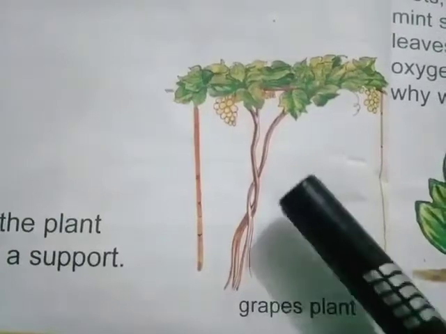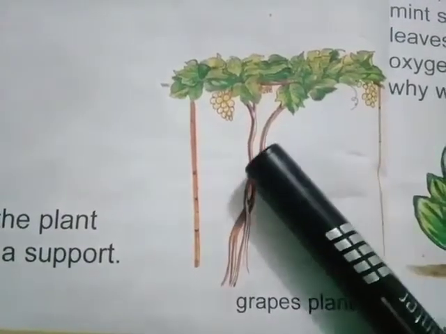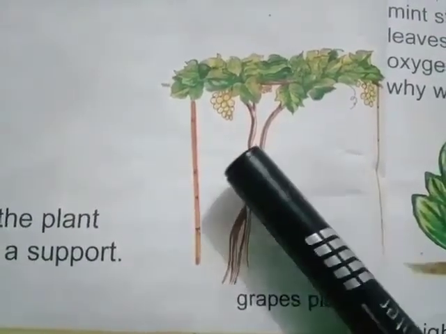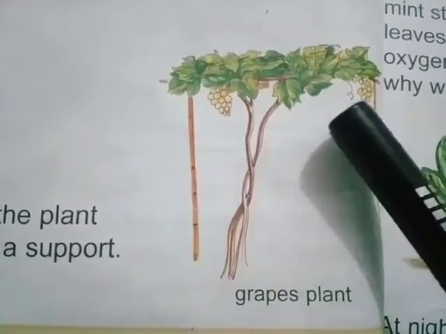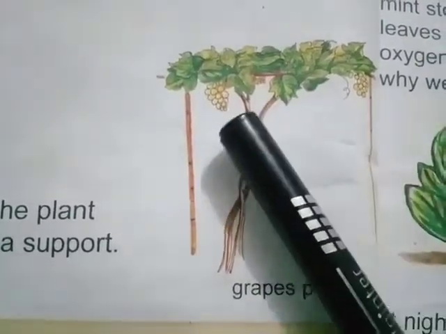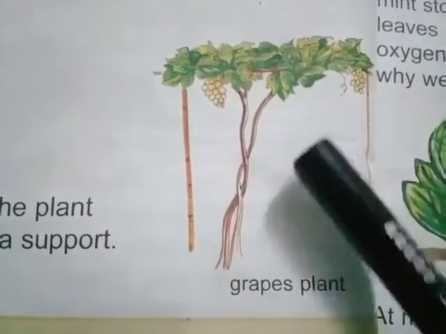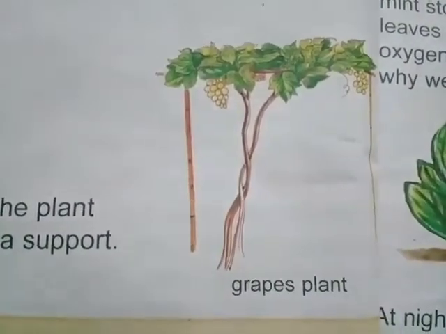Some stems are weak. They cannot hold the plant upright. Such plants climb with the help of a support. They are called climbers. The best example is the grapes plant.